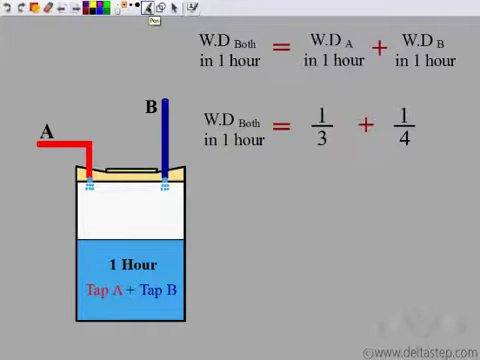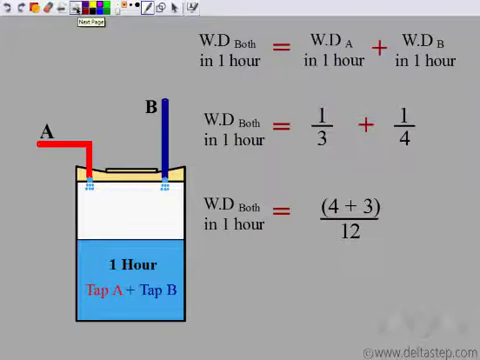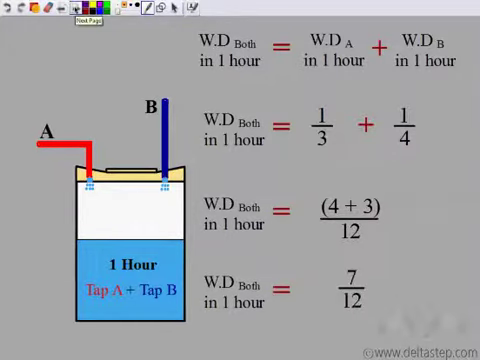Now to add these, I need to make the denominators the same. So LCM of 3 and 4 is 12. I can multiply this here, numerator and denominator, by 3. So I get 12 as the denominator in both the cases. This gives me 4 plus 3 by 12, which is nothing but 7 by 12. So that means that this portion, which is 1/3 plus 1/4, is equal to 7 by 12.